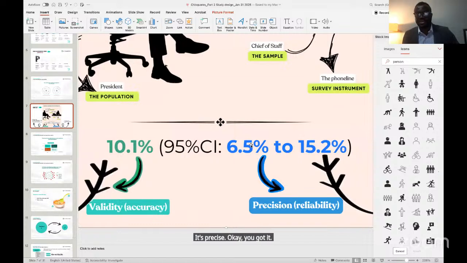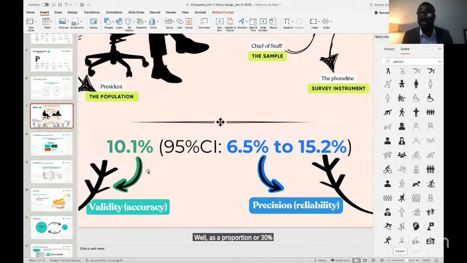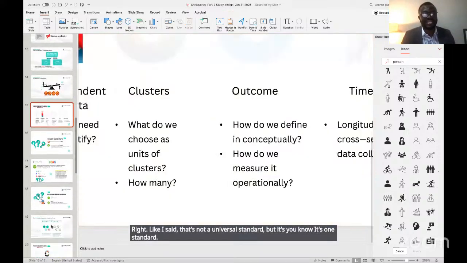So 8.7, that's the answer we've got, as an absolute difference. So the question now is, is 8.7 smaller than 30%? Remember, the NCHS guideline is that the absolute difference should not be more than 0.3 as a proportion, or 30% as a percentage. Well, obviously 8.7 is smaller than 30%. So in this case, we'll say that the result passes NCHS standards for precision. But like I said, that's not a universal standard, it's one standard. So that's the first standard that we need to look at.